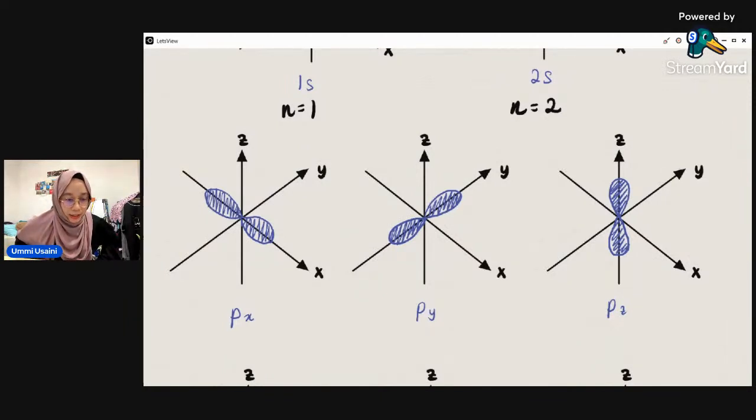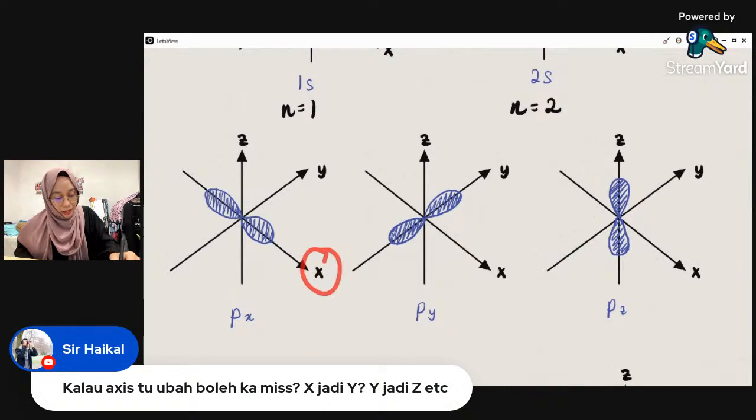Ada beberapa soalan dekat sini. Kalau axis tu ubah boleh ke Miss? X jadi Y jadi Z. Boleh, tak ada masalah. It's up to you, okay? So the X, Y, Z is not fixed. It's really up to you nak letak X dekat mana. If you want to put the X dekat bahagian yang vertical one, boleh. Okay, and then sini jadi Z, sini jadi Y, it doesn't matter. It's really up to you. Okay, as long as kamu tahulah dekat mana axis tu kamu letak.